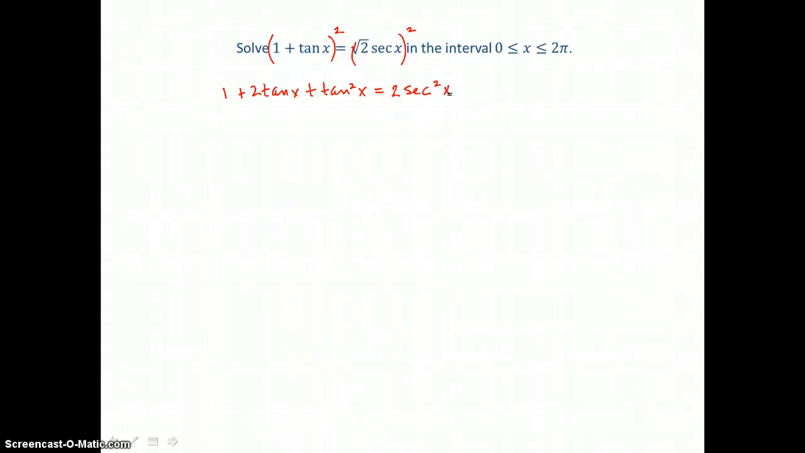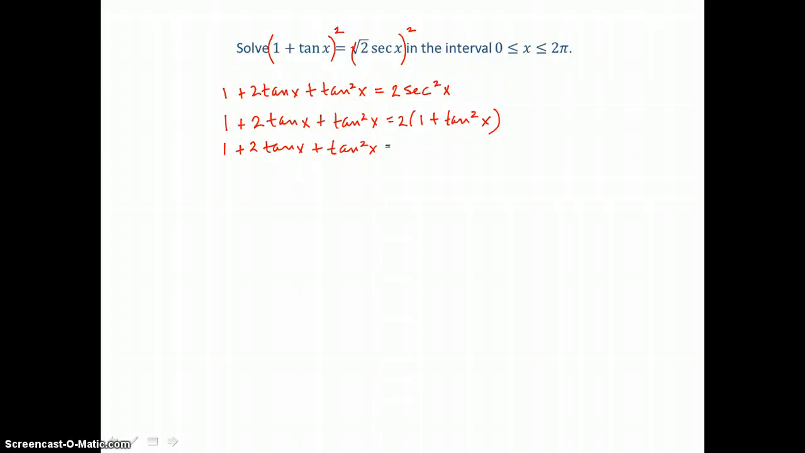Okay, now I can use the Pythagorean identity, and I can replace secant squared x with 1 plus the tangent squared x. And then I have one function in this equation. But I also have parentheses, so I'm going to have to distribute and get rid of parentheses in my next step. So 2 times 1 is 2, and 2 times tangent squared x is 2 tangent squared x.